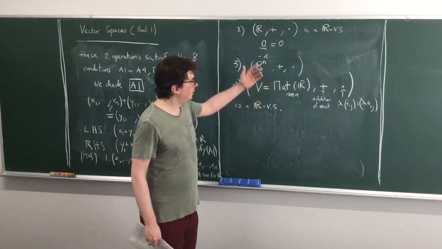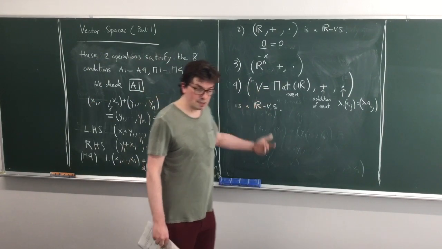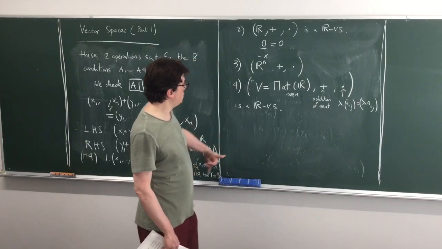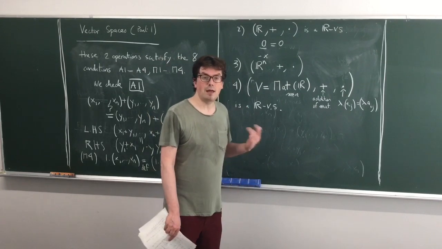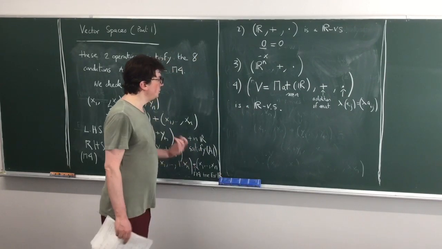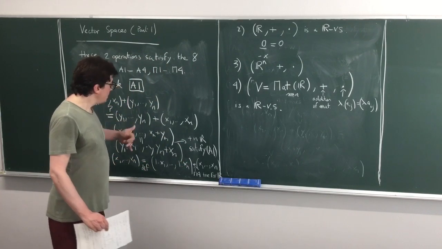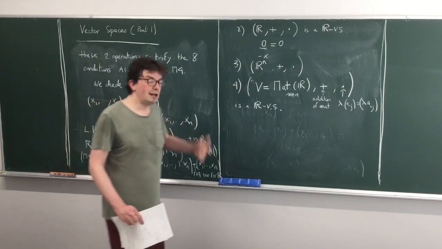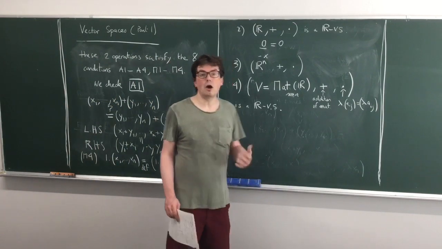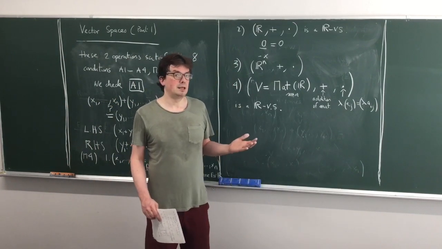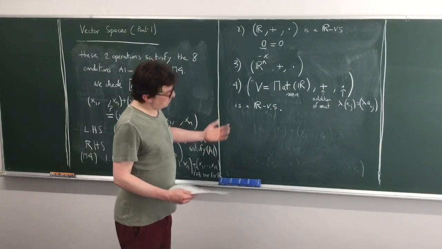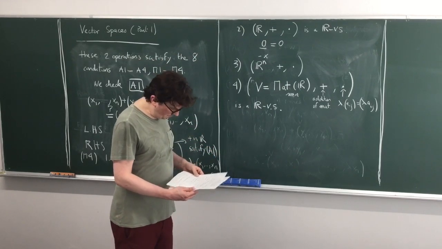Now, to prove this, you need again to prove the conditions A1 to A4, M1 to M4. How to prove these conditions? Well, you will prove it again by reducing to the analogous condition on the real numbers, basically. Okay, so this is a good exercise. Try to do that.